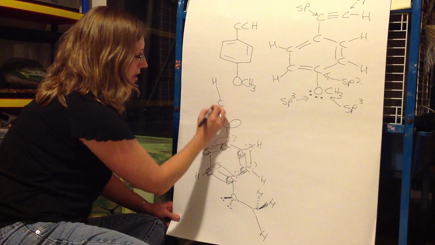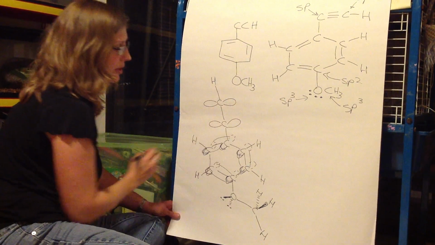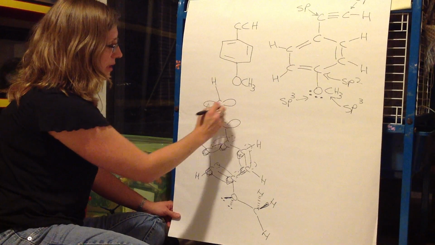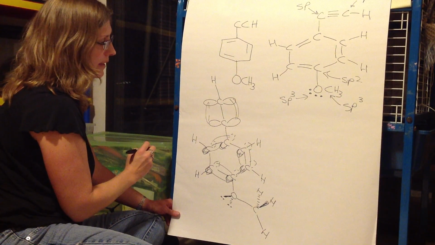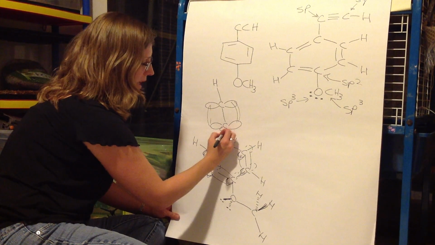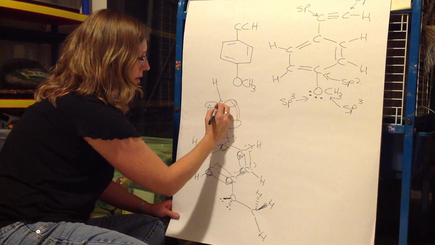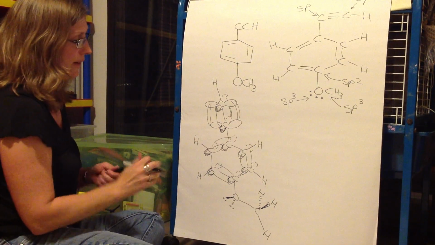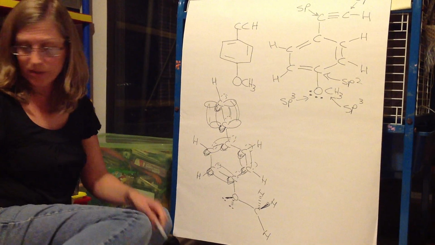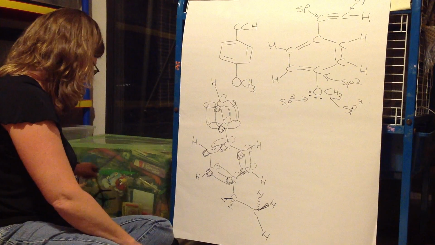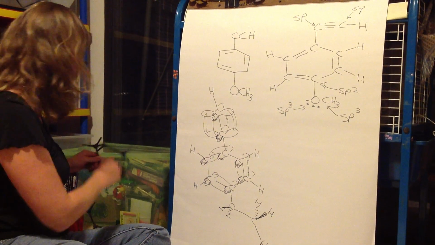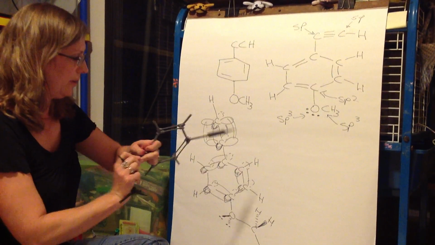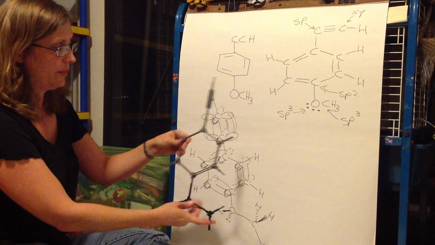2 pi bonds means we need 2 sets of p orbitals. So here's our first set perpendicular to the sp. And then the second set we can make parallel to these other guys, wedge and dash, wedge and dash. And there's our triple bond. Okay, so here's our molecule. I think I lost something, I didn't have something attached down here. There we go. So here's our benzene ring.